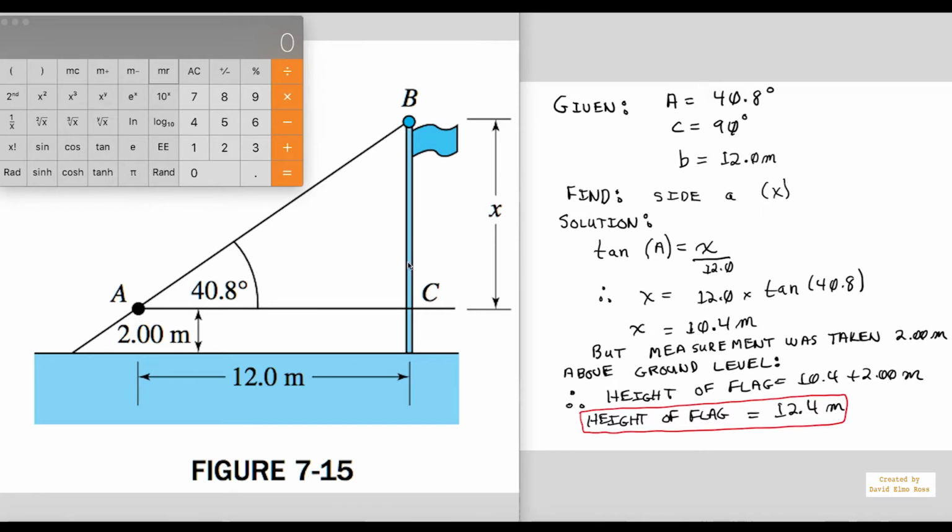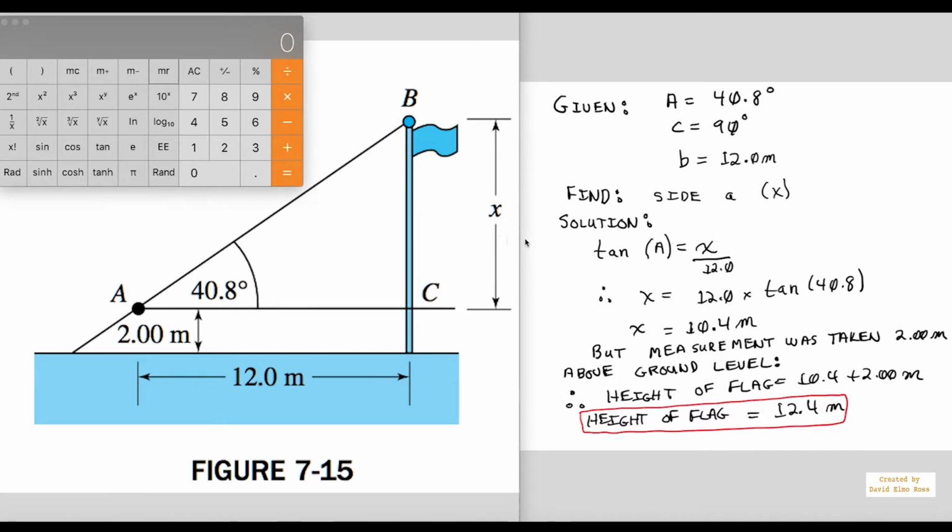To try and find the distance from the ground to the top of the flagpole, we'll have to do it in 2 steps. First of all, we will find what the distance is from here to here, because this forms a right angle triangle, and then we can just add 2 meters here. So we have 40.8 degrees, that's what we know here for A, our angle. C here is a 90 degree angle. Our B side here, which is opposite of A, is 12 meters in size. So these are the 3 things that we know. Now what we want to find is this A side, or in this case they've labeled it X, which is what we need to find.